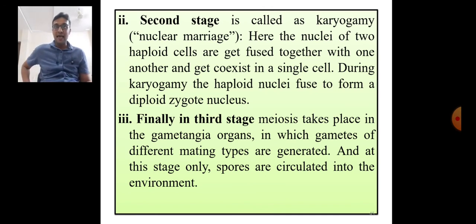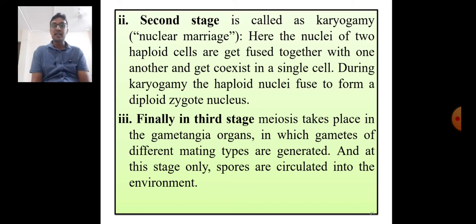The second stage is called karyogamy, which is also said to be a nuclear marriage. Here the nuclei of the two haploid cells of the first stage, which fused with each other in the first stage, now have their nuclei fusing with each other. The nuclei of the two haploid cells fuse together and coexist in the form of a single cell. During karyogamy, the haploid nuclei fuse together to form a diploid zygote nucleus. After two different nuclei fuse, a single nucleus is formed, and the name of that single nucleus is diploid zygote nucleus.